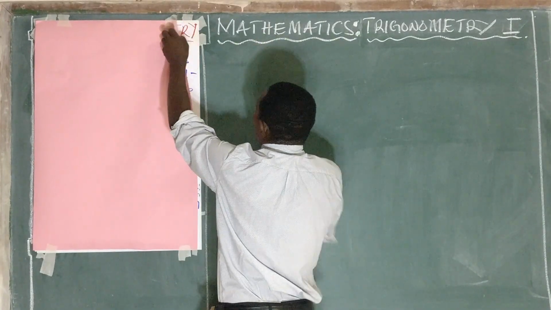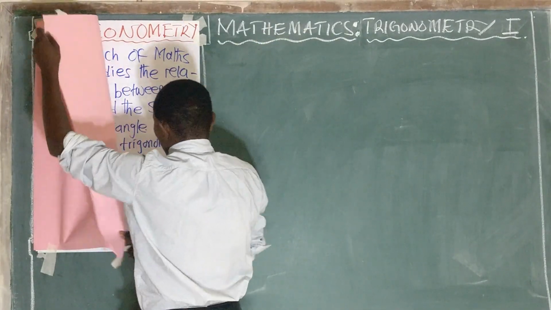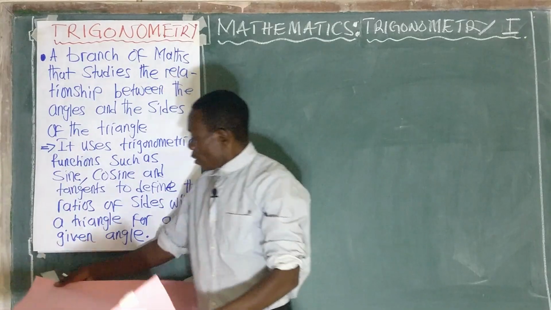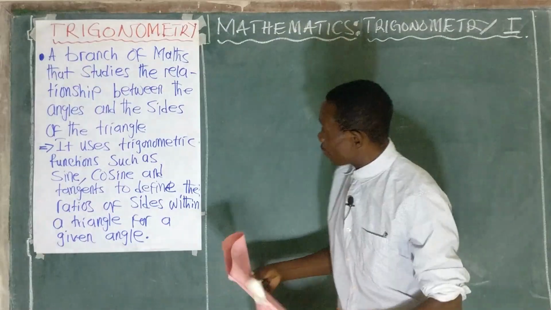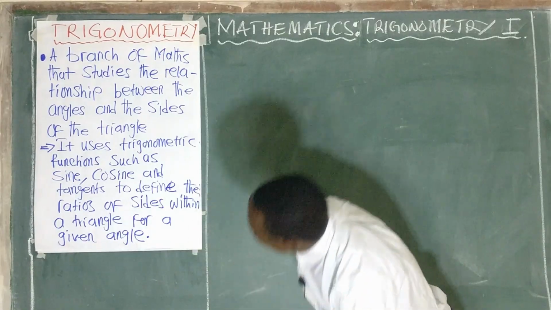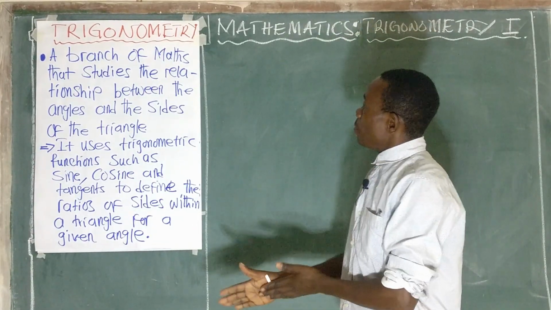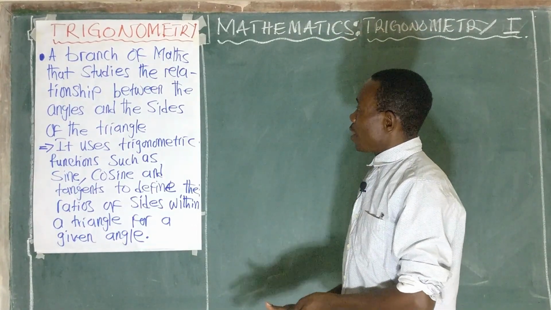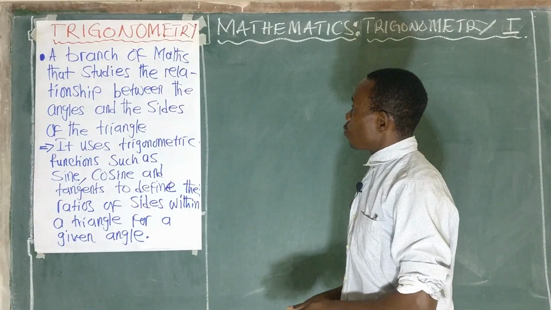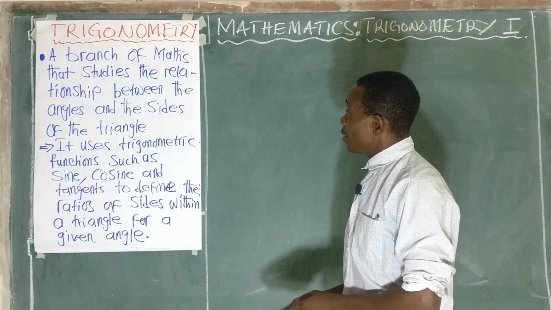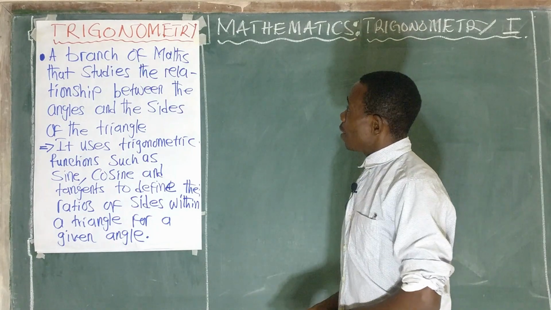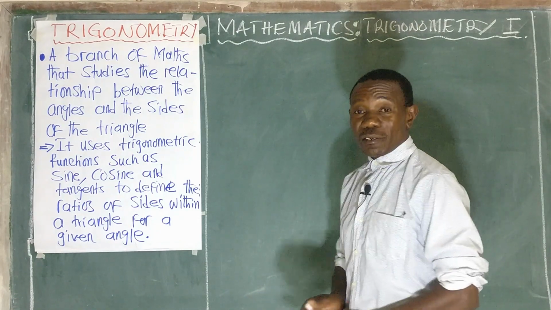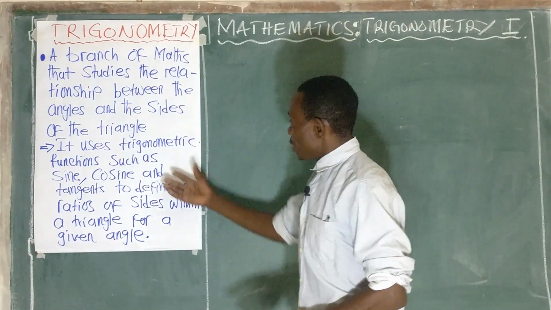Here with me, it's just a brief definition of trigonometry. But if you go further into the study, especially on the internet, you'll realize that the definition of trigonometry is very wide. Here we just brief it up for our interest's sake. Now, trigonometry is simply defined by what is here on the chart.